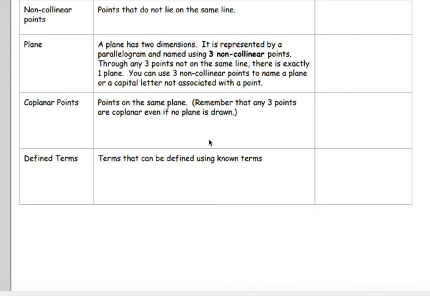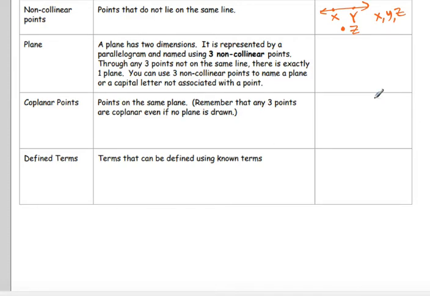Non-collinear points are points that do not lie on the same line. So if I had a line here, and again, any 2 points make a line, so I'm going to put 2 points on it. I'm going to call those X and Y, and then a third point that is not on the line. So to be non-collinear, you need points that are not on the same line together. Any 2 are collinear, so I needed to list 3 here. So X, Y, and Z are non-collinear points here.